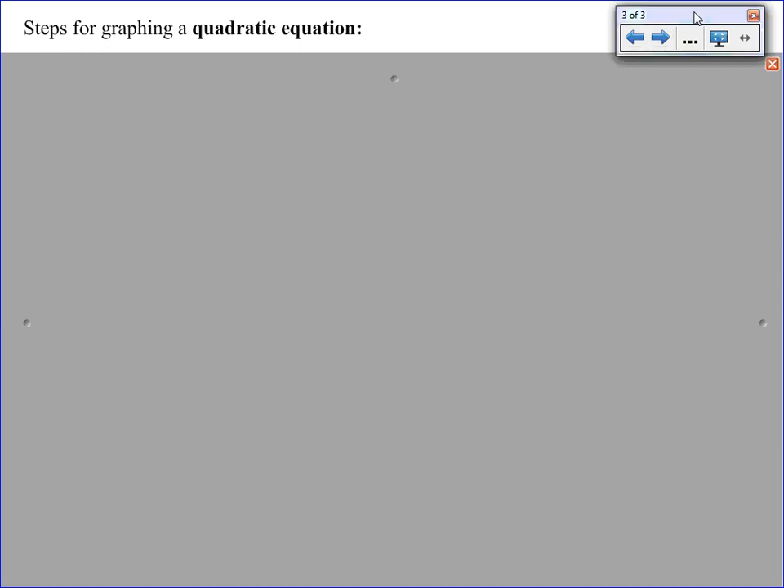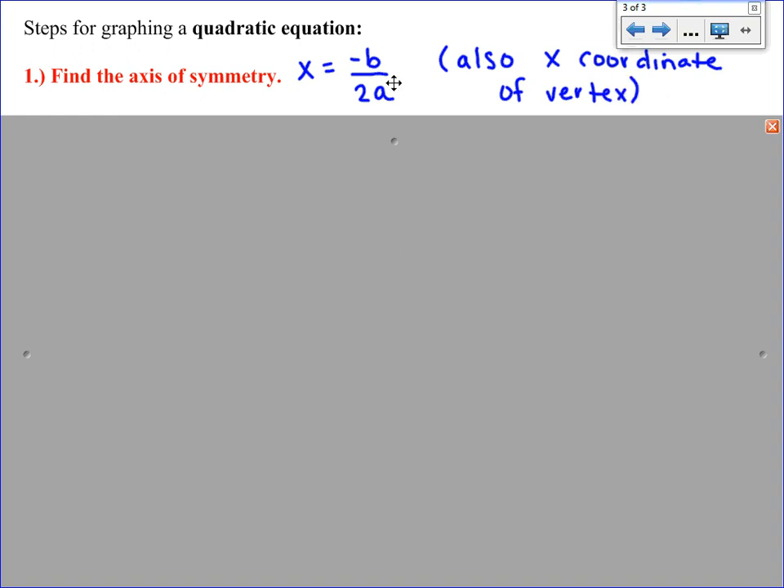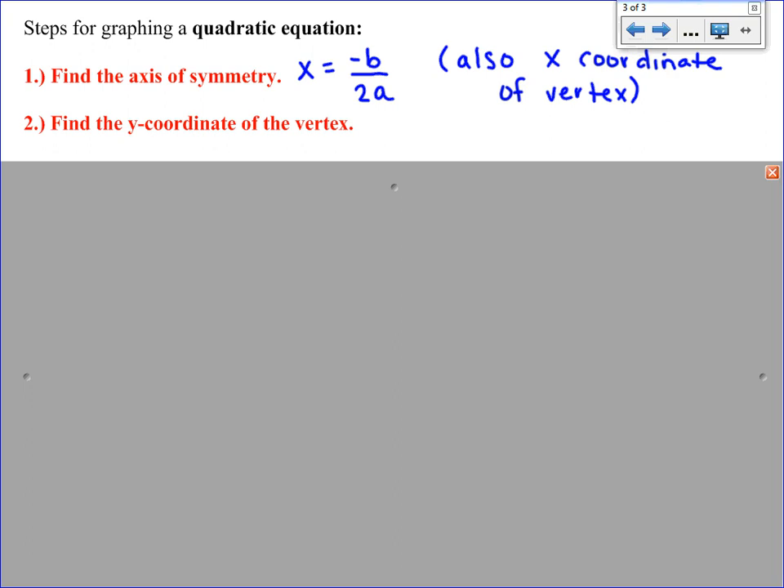Before we actually get to the graphing, I want to identify some steps for graphing a quadratic equation. The first step is to find the axis of symmetry. Like we said at the beginning, that's x equals -b over 2a. This step is really going to lead us to finding the x coordinate of the vertex. And remember that the vertex is the most important point. It's either that maximum or that minimum, the turnaround point for the parabola.